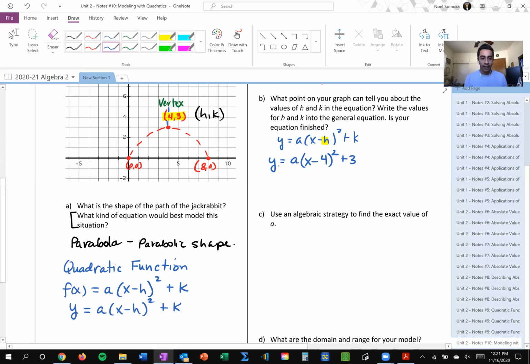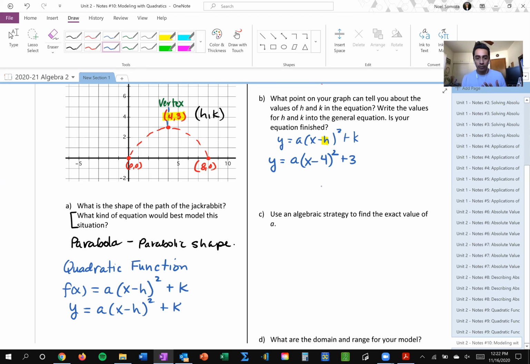Exactly, that's what h and k is, right? So the vertex is h and k, all right? So it makes sense, right, that it's x minus 4 because we shifted 4 to the right. You can see the vertex has shifted 4 to the right. And then up 3, so it makes sense.